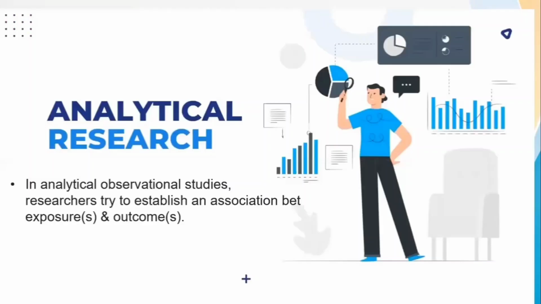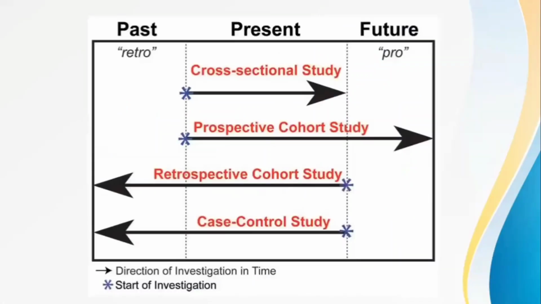We will see now about analytical research. In analytical observational studies, researchers try to establish an association between exposure and the outcome. These are all the types of analytical studies. It depends on the direction of the inquiry. These studies can be directed forwards or backwards depending on the timeline. It may be a prospective cohort study or a retrospective cohort study.